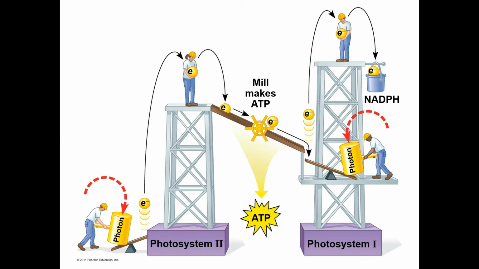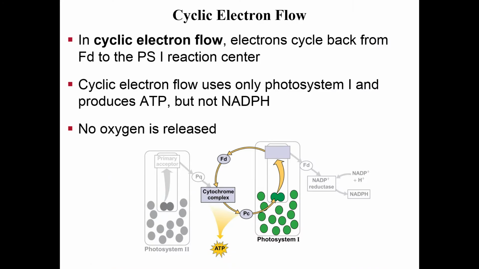Alright, so photosystem 2 is responsible for making ATP. Photosystem 1 is responsible for making NADPH. Alright, so let's look at cyclical electron flow.